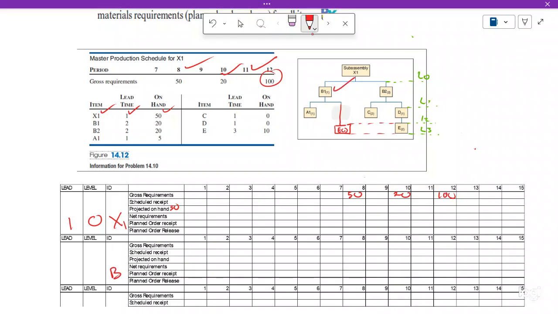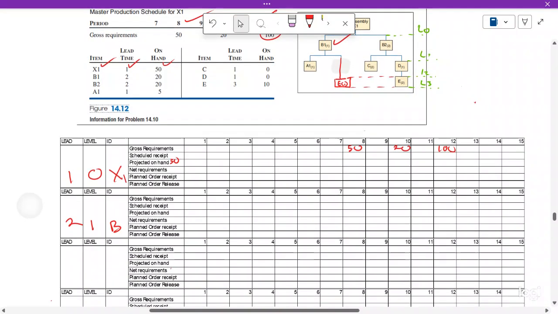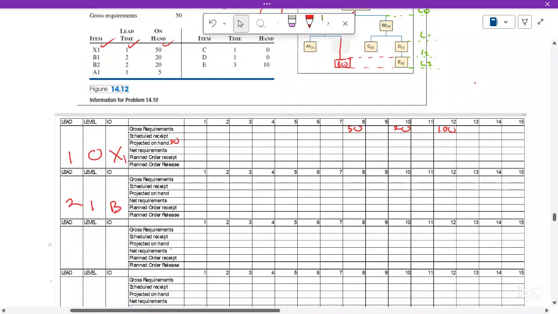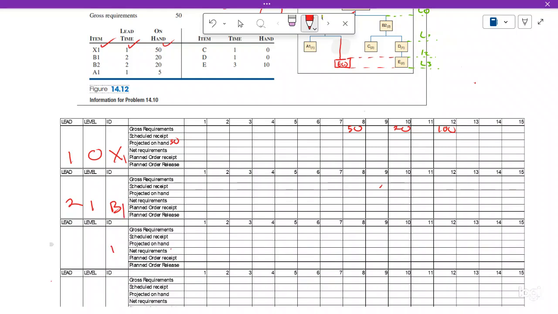B1, that one, only requires one of it. Level is 1. Your lead time is 2. That's B1. B2, level is 1. Lead time is 2. Both of them, how much do they have on hand? 50, 50.